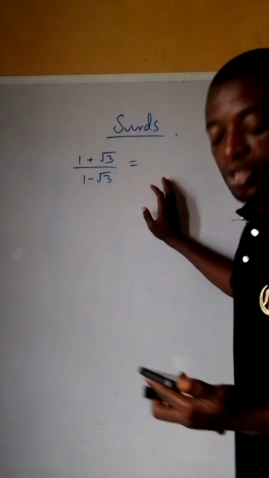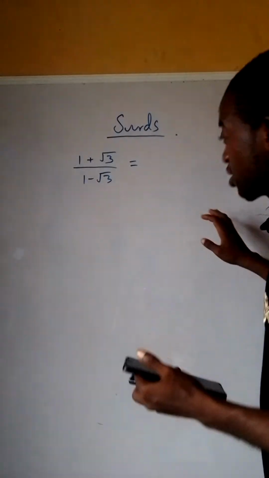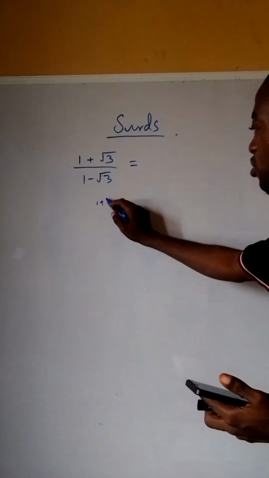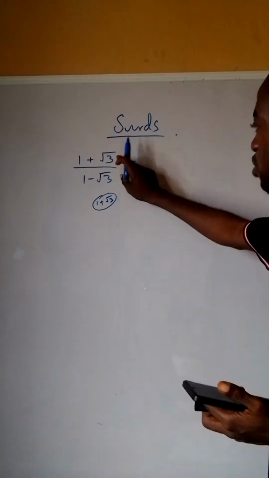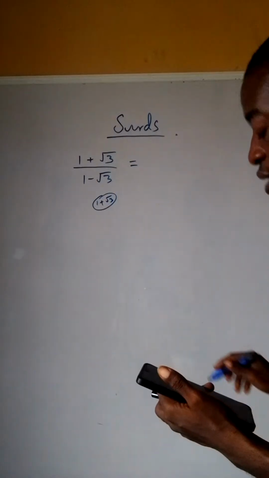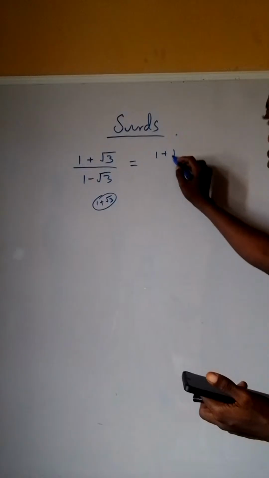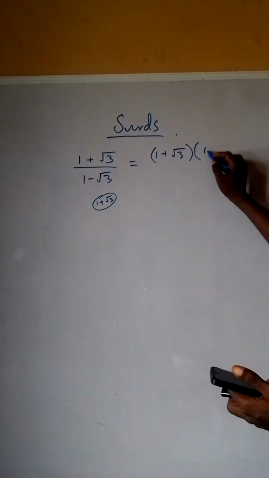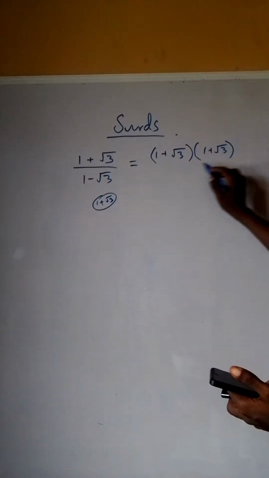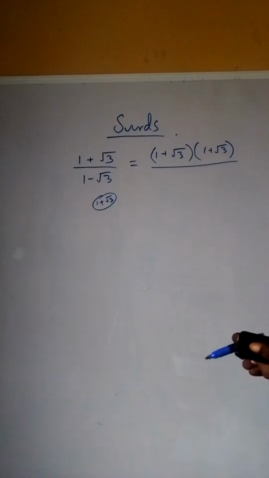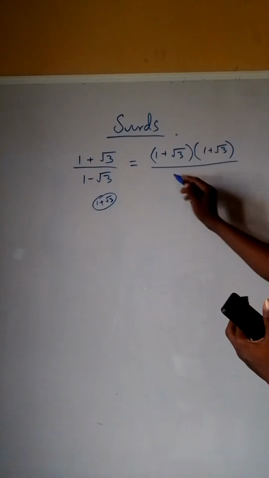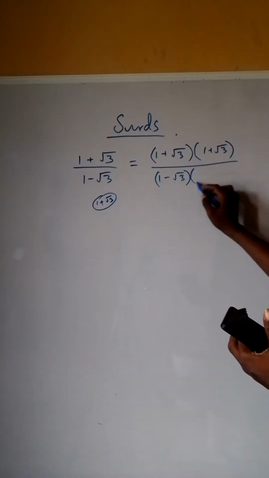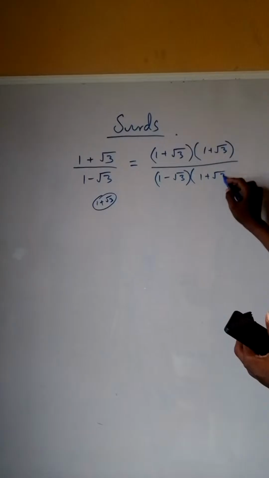we multiply the numerator and denominator by the conjugate surd of the denominator. So, the conjugate surd there is 1 plus root 3. So, use this to multiply both the numerator and denominator here. That is here, this becomes 1 plus root 3 multiplied by 1 plus root 3. This is a conjugate surd of the denominator, divided by, also multiply this by the same conjugate. We have 1 minus root 3 times also 1 plus root 3.